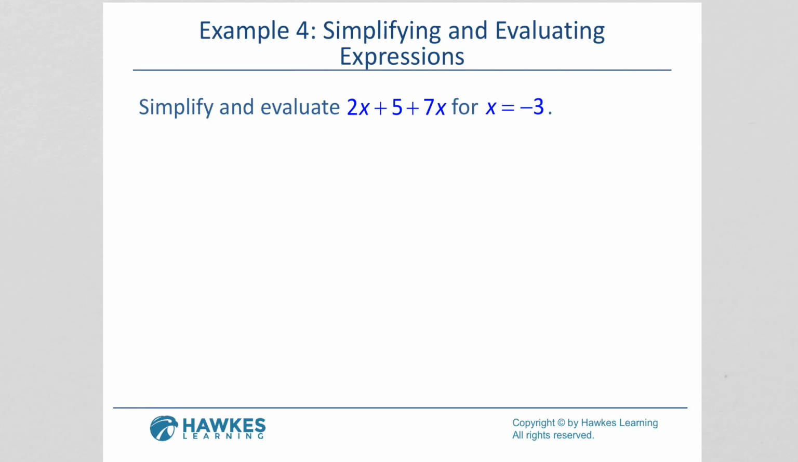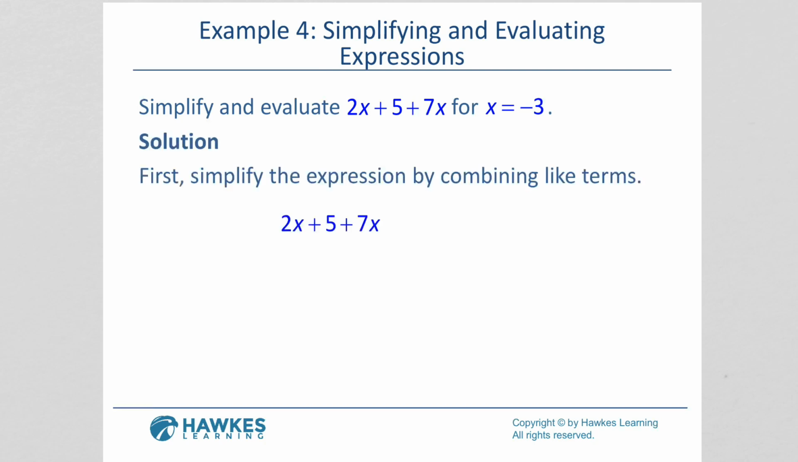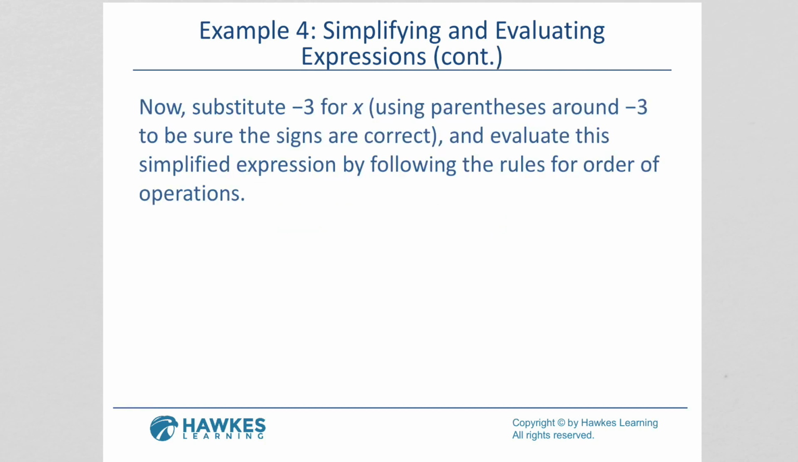Example 4, simplify and evaluate 2x plus 5 plus 7x for x equals -3. The first thing we're going to do is combine like terms. So we have 2x plus 5 plus 7x gives us 2x plus 7x plus 5, rearranging it so like terms are next to each other, which gives us 9x plus 5. 2 plus 7 is 9.